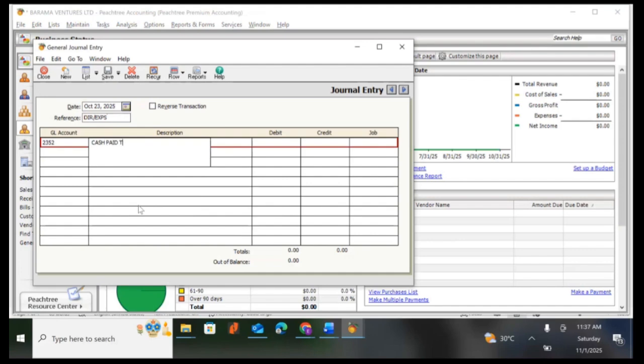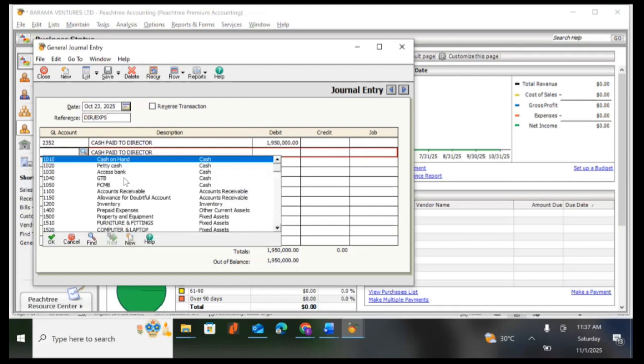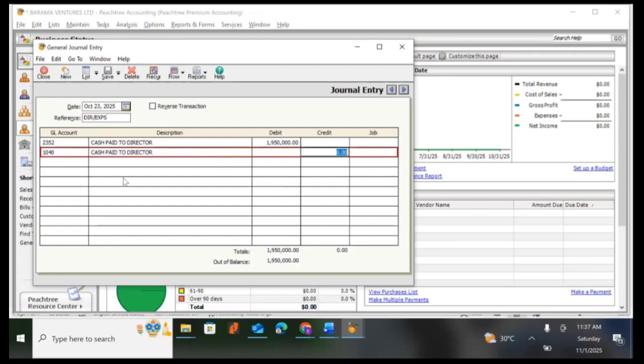Cash paid to the MD or to a director, 1,950. From which bank? From our GTB. So you come here, pick our GTB, credit our GTB 1,950. And see, out of balance is 0. So check if it's correctly posted. If everything is right here, you just save.